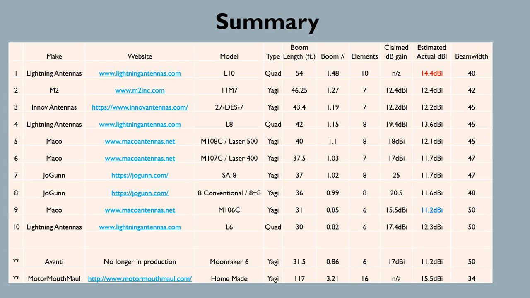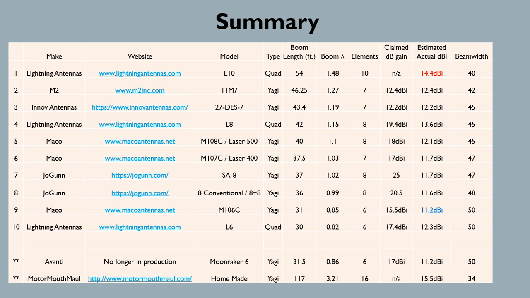And then I just figured I'd mention it, even though I said these are only going to be production antennas, but let's put things in perspective. The infamous awesome antenna Motormouth Mall built, which was this homemade monster, the biggest antenna that I know of ever for 11 meters, super cool, is at 117 feet and over 3 wavelengths long, 16 elements. I didn't get info on exactly what the dB gain is, but I estimated based on the software tools, and it comes to up to around 15.5 dBi.